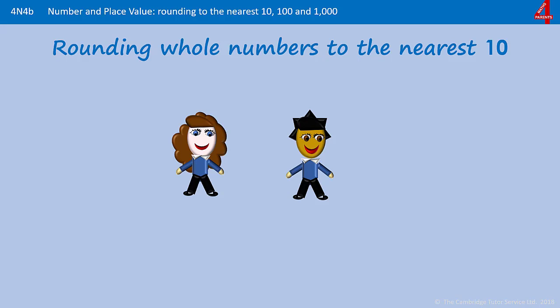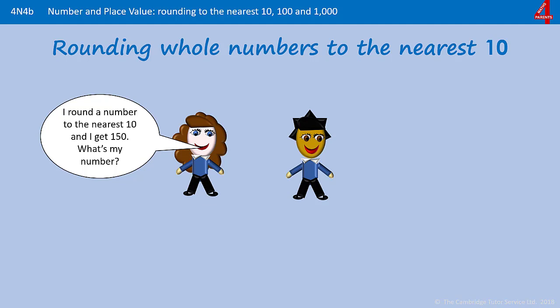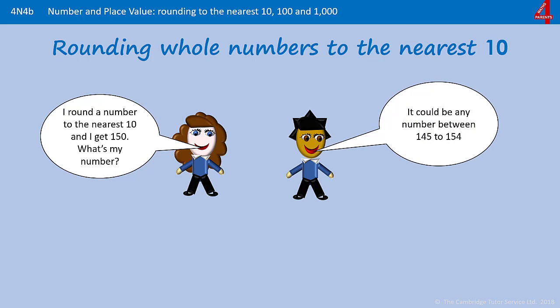Sometimes rounding questions can be asked the other way round. Here's an example of what I mean. Bethany says that she has a number, she rounds it to the nearest 10 and gets 150. What's her number? Hassan replies that it could be any number between 145 and 154.